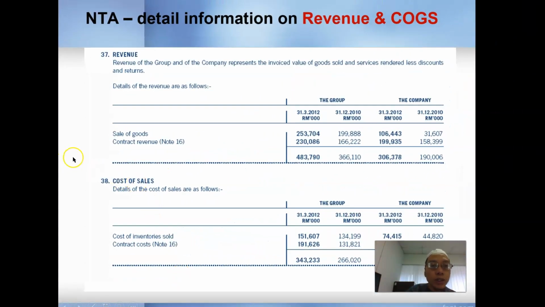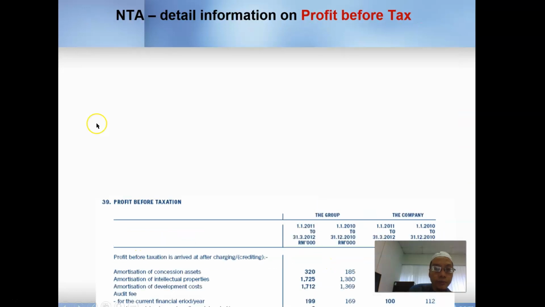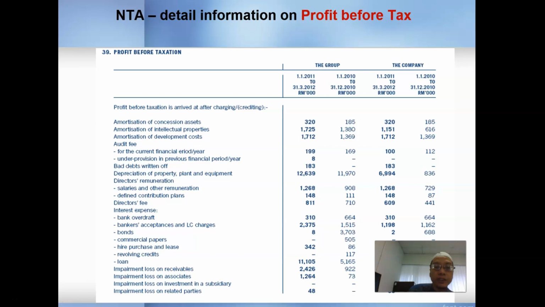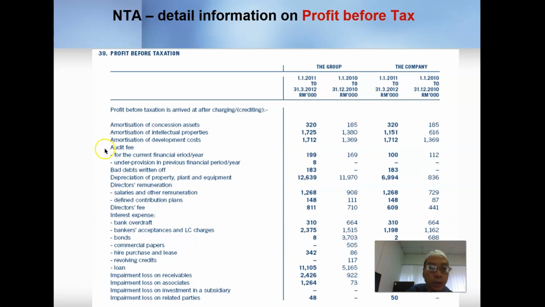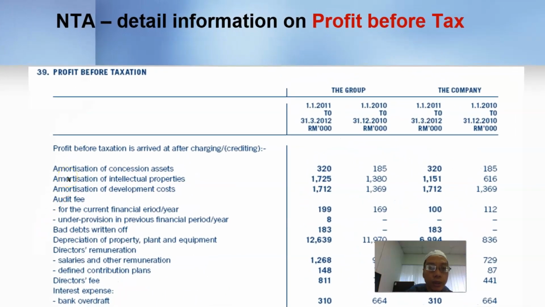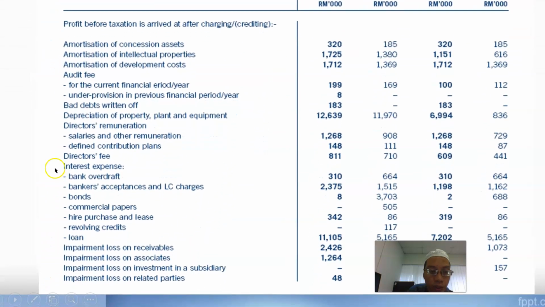In this section of notes to the accounts, it shows the revenue in terms of how much revenue is obtained and how much is the cost of sales. So here the top part is the revenue, and the bottom part is the cost of sales, which includes cost of inventories sold. Another example of how detailed information is shown in the notes to the accounts is the profit before tax. How profit before tax is calculated is shown here. It shows all of the items when coming up with the profit before tax, which includes amortization of concession assets, amortization of intellectual properties, the interest expense, and so on.